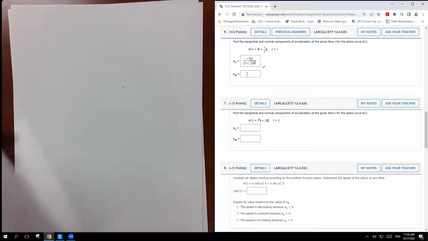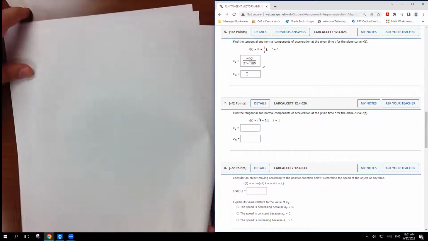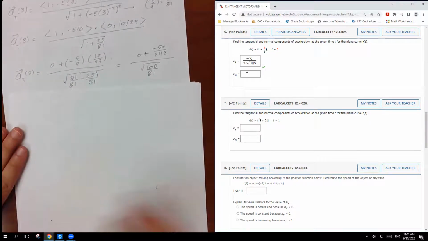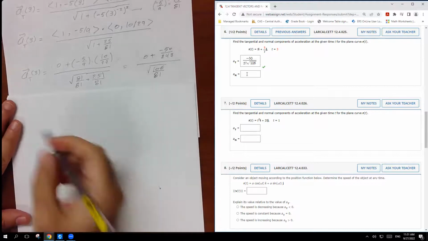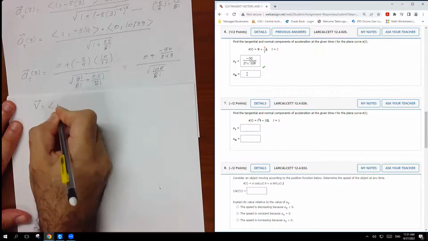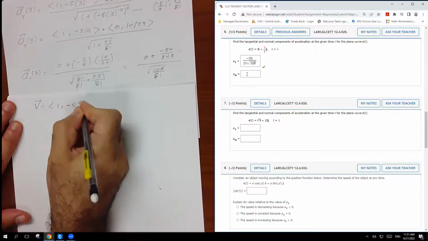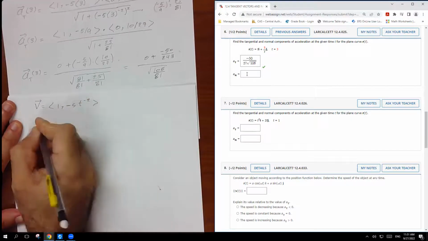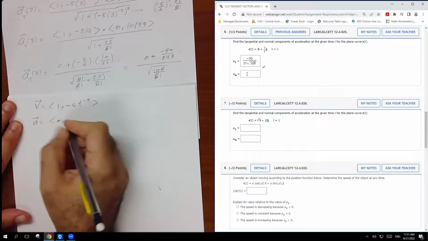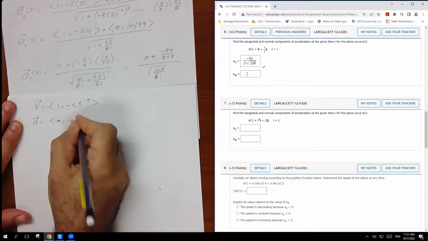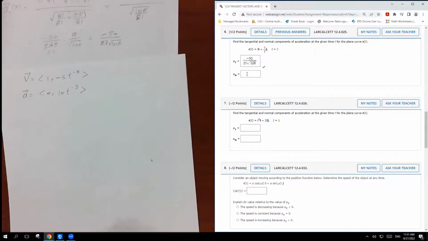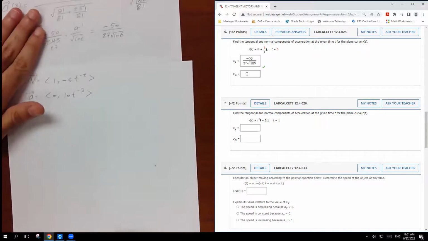So let's check this one. That's me. I need to do it here because I have the V and I have U. I have V, the velocity, equal to 1, negative 5, T, negative 2. And I have A, the acceleration, which is 0, 10, T, negative 3. I have both of these, so I'm just going to do the cross product.